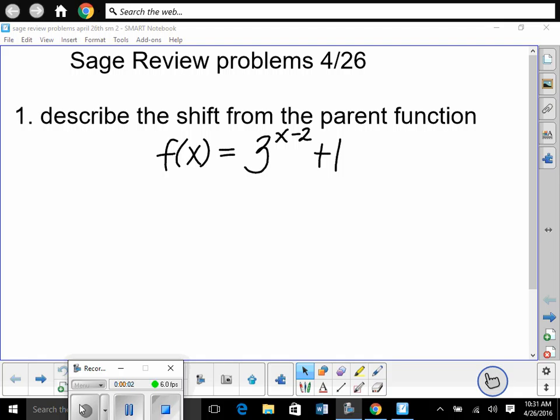Shift from the parent function. It's crazy to me that I still have people asking me what's a parent function. A parent function, you guys, is a non-shifted function. Every single function has a parent function. The parent function of x squared is x squared, right? A shift just has shifts with x squared.